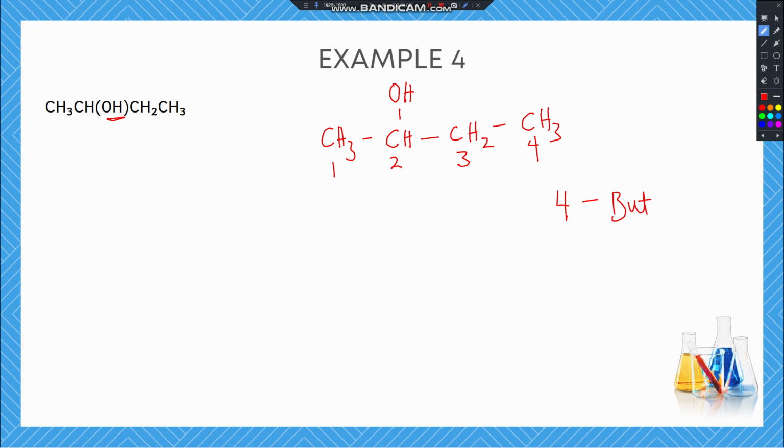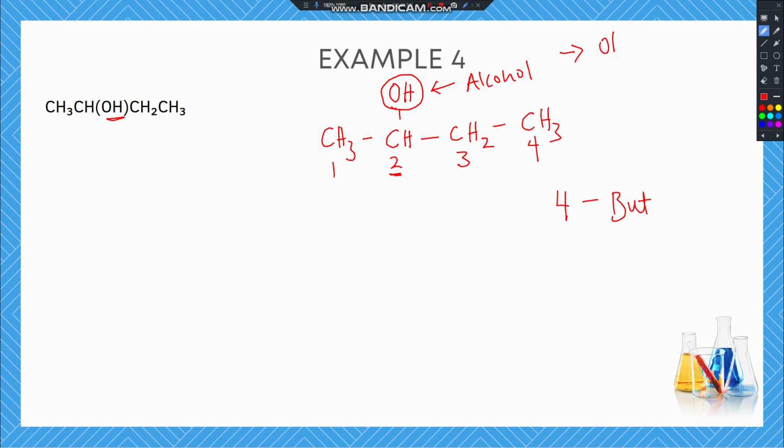But now the next thing to identify is if there are any functional groups present. And we have a functional group present over here, OH. This is an alcohol functional group. An alcohol functional group usually ends with the suffix OL, ol. So we have a functional group, and on which carbon atom is it placed?